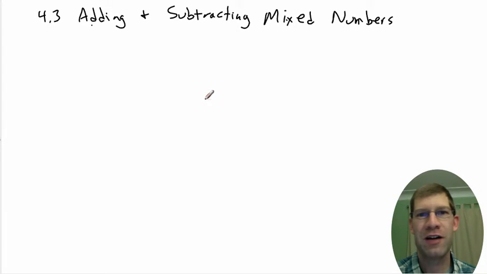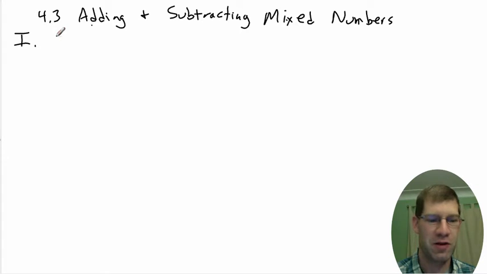Hi, notes for today are on Chapter 4, Section 3, Adding and Subtracting Mixed Numbers, and I really want to break this up into three different parts. So there'll probably be three different videos, maybe I'll have them all combined in one of them. But the first one, I want to just look at initially, how do you switch from a mixed number to an improper fraction, and how do you switch from an improper fraction to a mixed number.